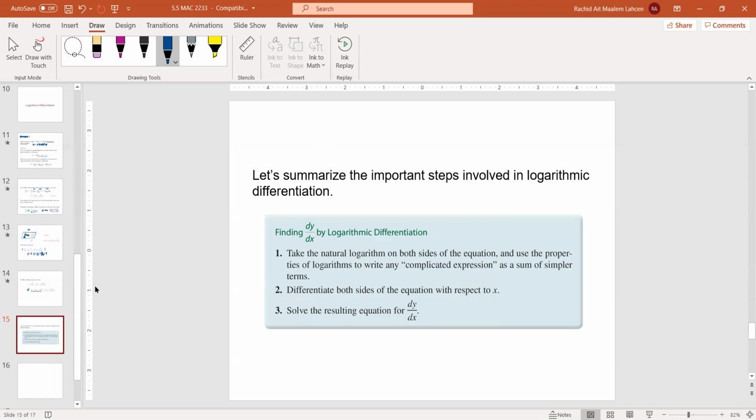To summarize logarithmic differentiation: you take the natural log to both sides and use the properties of logarithms to write any complicated expression as a sum. So you may use the product rule to go from a product to a sum. You may use the power rule to bring the exponents to the front, stuff like that. Differentiate both sides with respect to x, then solve for dy/dx.